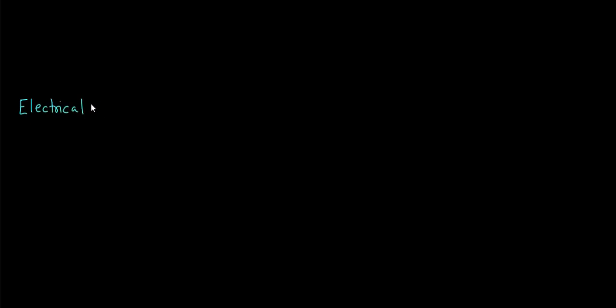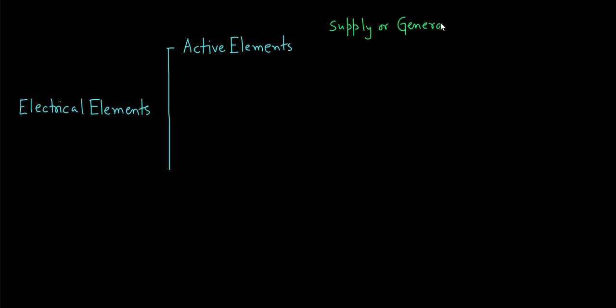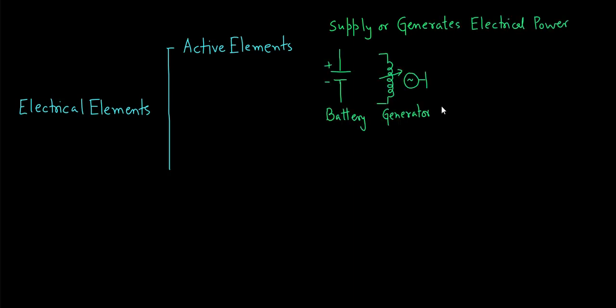Electrical elements can be classified in many different ways. One way to classify electrical elements is whether it's an active element or a passive element. Active elements are those elements which supply or generate electrical power. For example, battery, generator, voltage source, and current source.